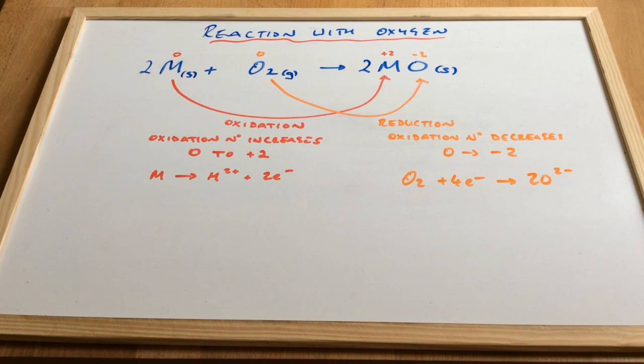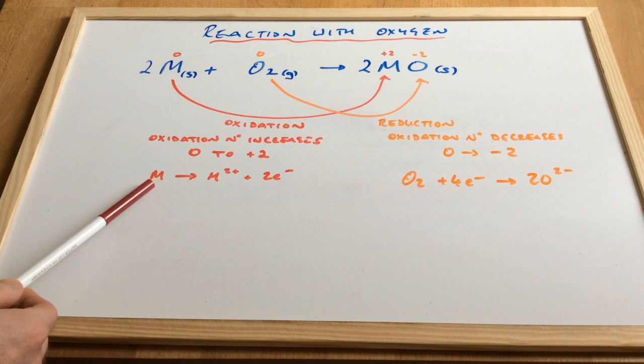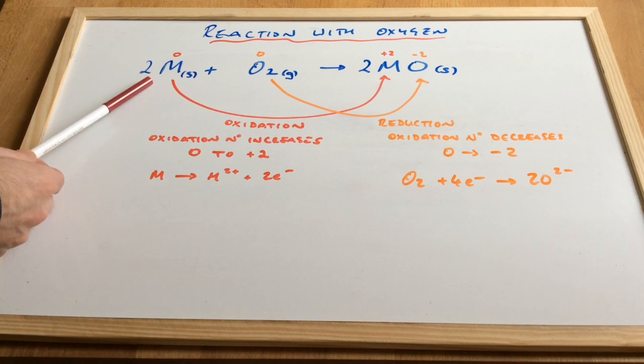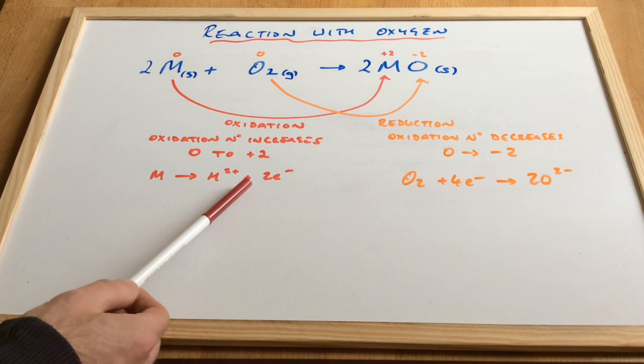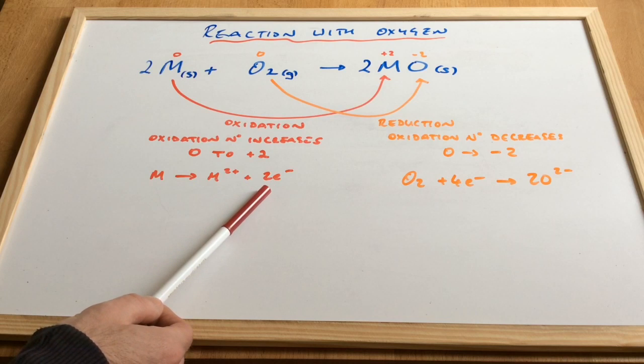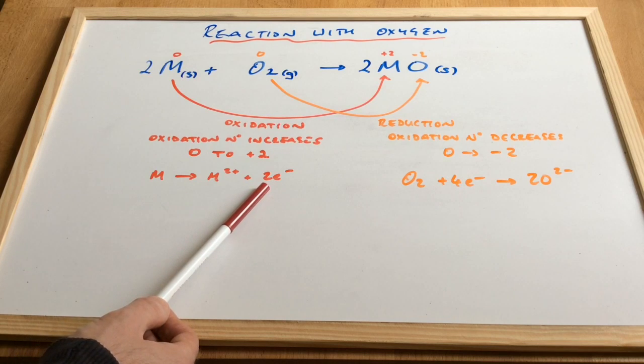And you can see there in orange we've got the change in oxidation number for the oxygen. So we're going from 0 to -2. That's obviously a reduction process. Oxidation number has decreased. And there's the half equation for you. So if you remember, there's 2's here. So we've got this half equation here just for 1 M. There are 2 in the equation. So effectively 2 M's are going to turn into 2 M2+'s and ultimately give away 4 electrons, 2 lots of 2 electrons.